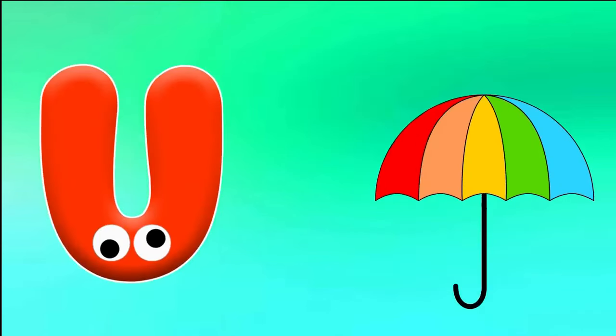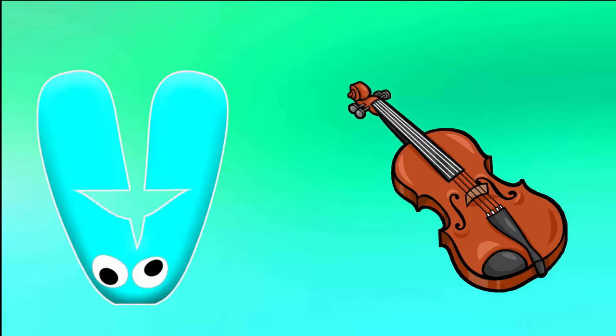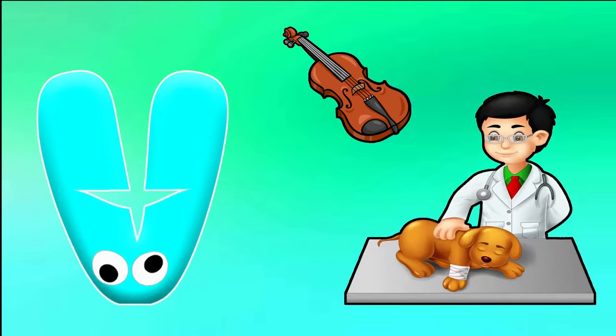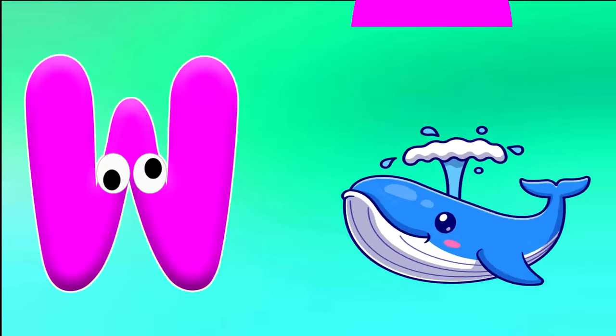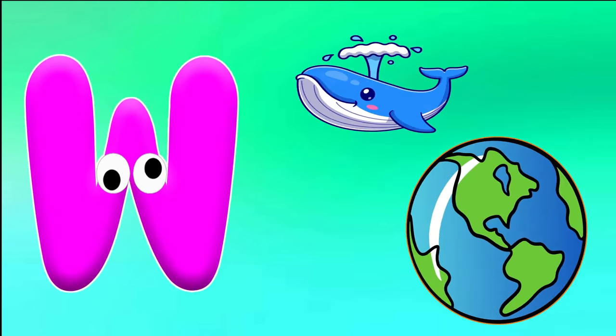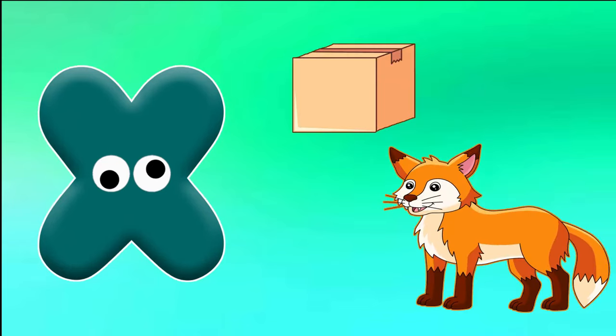T is for train, train. U is for umbrella, umbrella. U is for up, up. V is for violin, violin. V is for vet, vet. W is for whale, whale. W is for world, world. X is for box, box.